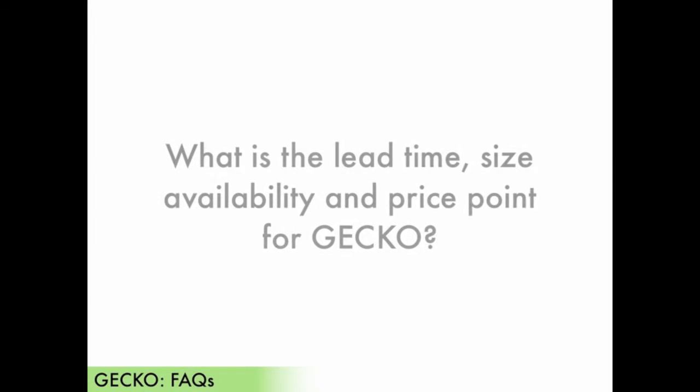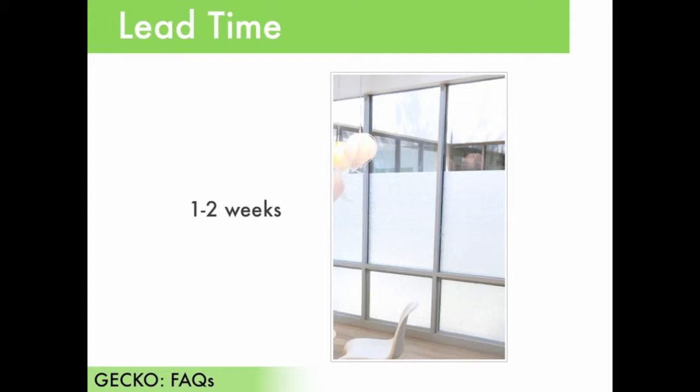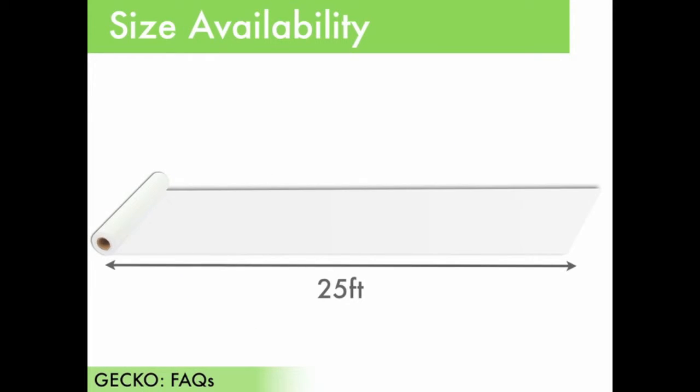What is the lead time, size availability, and price point for Gecko? The standard production lead time for Gecko starts at 1 to 2 weeks. When it comes to size availability, Gecko is 54 inches wide and is sold per linear foot, up to 25 feet long in one piece.